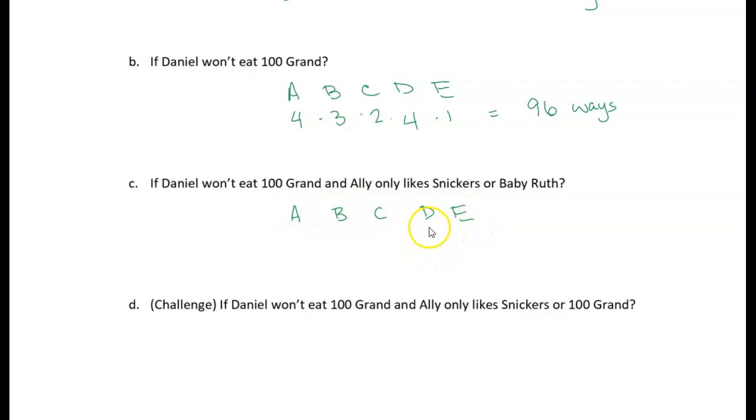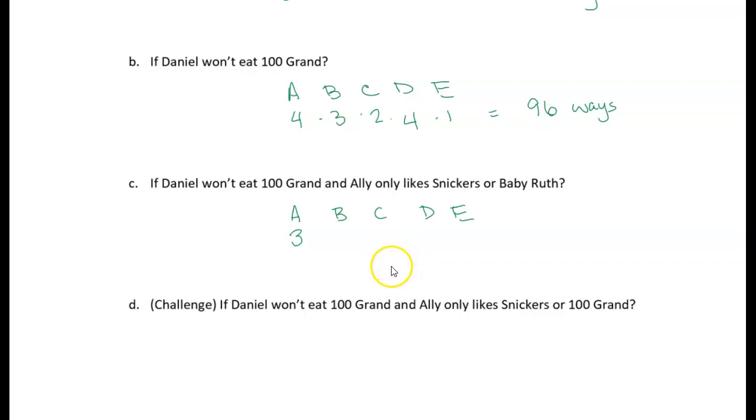Now, if we let Daniel choose first, he's not going to take the 100 grand, but he could choose the Snickers or Baby Ruth, which would then affect how many choices Allie has. So we should probably deal with Allie first, just because she's restricted to 3 candy bars that she'll take, right? There's only 3, whereas Daniel has 4 choices if we started with him. So let's start with Allie and let her choose first, so we don't run into that problem where we don't know how many candy bars we have left for Daniel when we come to him.